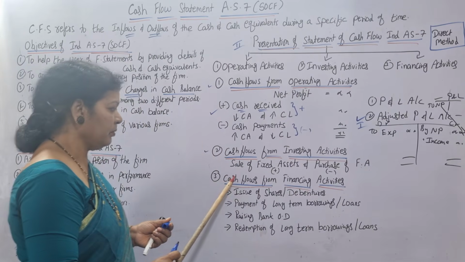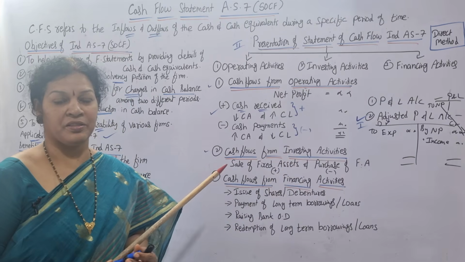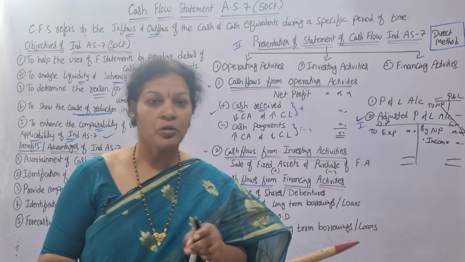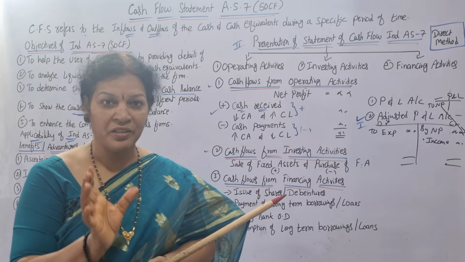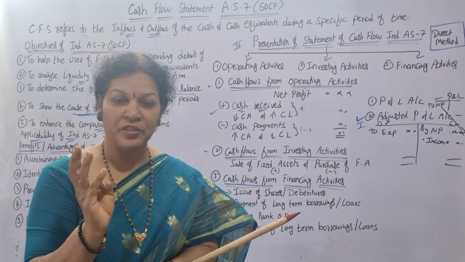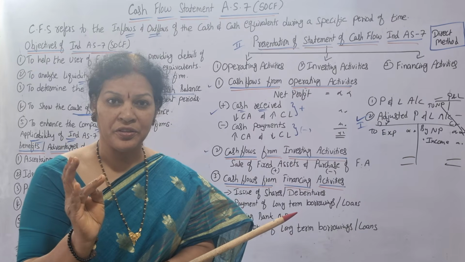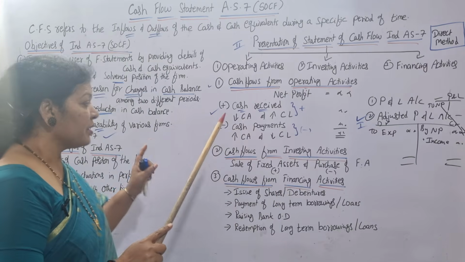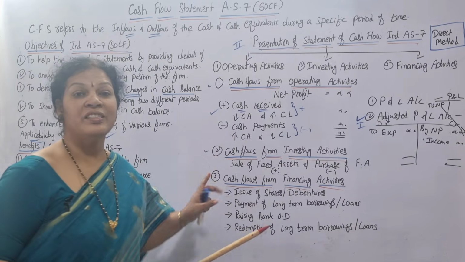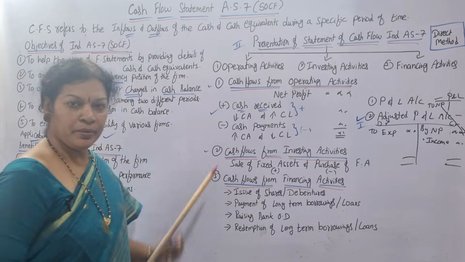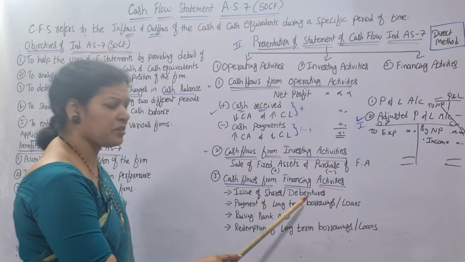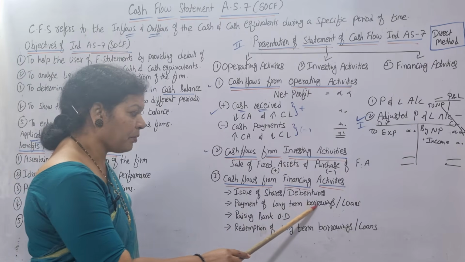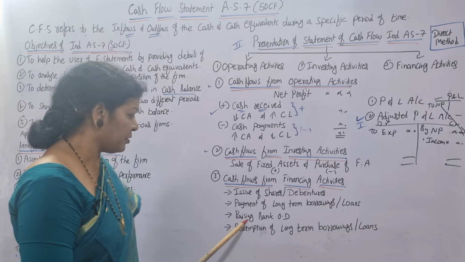Now next, the third one: cash flows from financing activities. This talks about the liability side. We have shares, share capital, debentures, loans. About these things only we are going to consider in the cash flows from financing activities. Example, issue of shares or issue of debentures, payment of long-term borrowings or payment of loans.